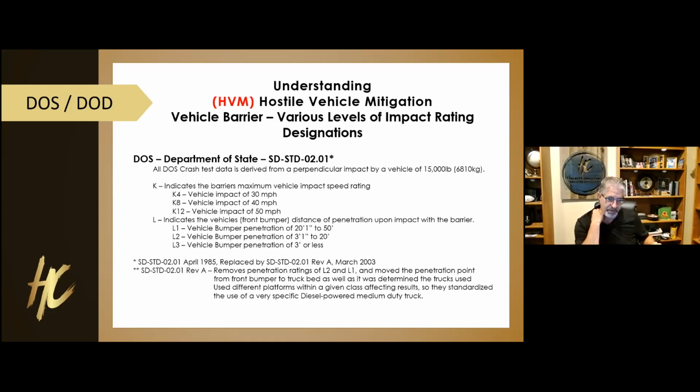Remember a couple of minutes ago when I mentioned the term crash tested? If the barrier was tested to the DoS Rev A standard and the penetration was more than 1 meter, it failed the test. But that didn't preclude the manufacturer from selling the barrier as a crash tested barrier. It did stop them at that point from being able to get that barrier on the DoD list.